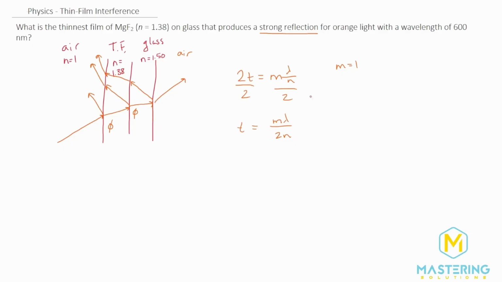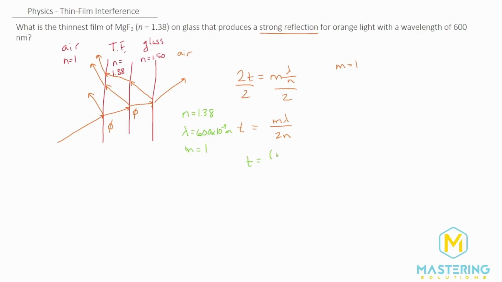And so let's write down a list of the information they give us. We should have done this at the beginning, I guess. They say the thin film is magnesium fluoride or magnesium difluoride. That has an n of 1.38. And then we have a wavelength, or the lambda is 600 nanometers. And we said m is 1, of course, and the n we have. Okay, so I guess we already had everything.